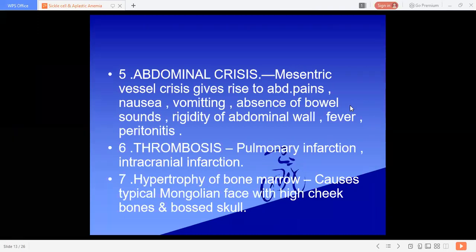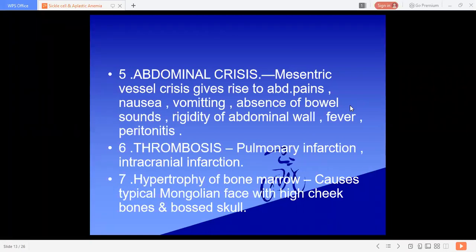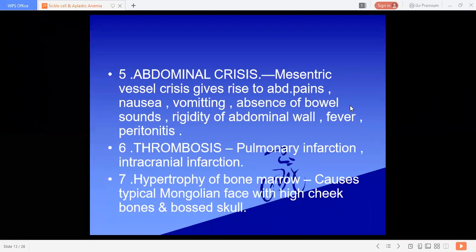What is rigidity of abdominal wall? Any of you? What is rigidity? Ma'am, stiffness. Stiffness, yes. Abdominal wall stiffness. When we touch the abdominal wall, it feels rigid. It feels very much stiff. It is not a soft consistency. Okay. So, rigidity of abdominal wall.